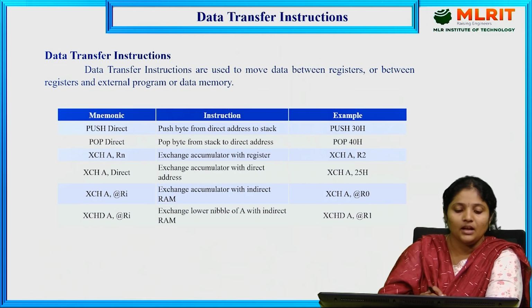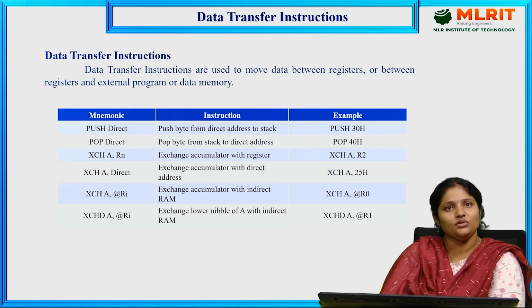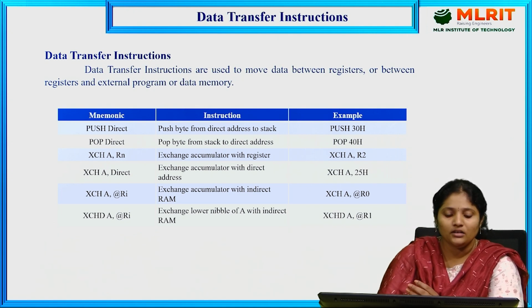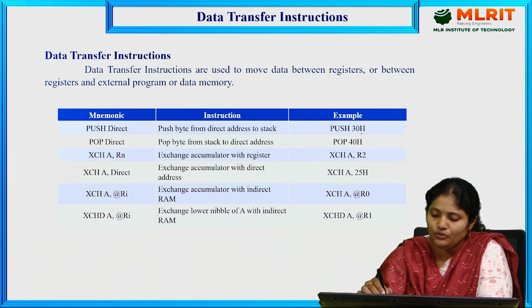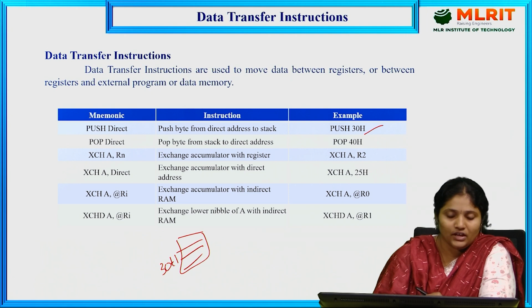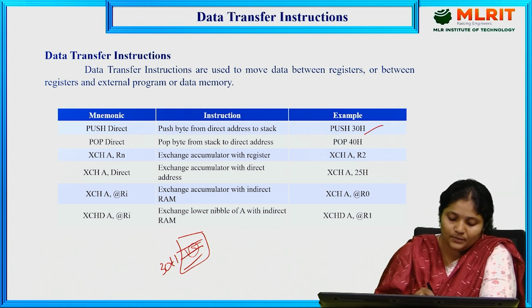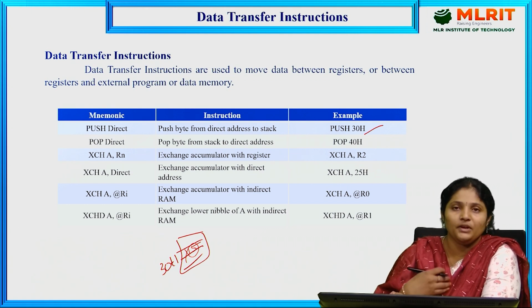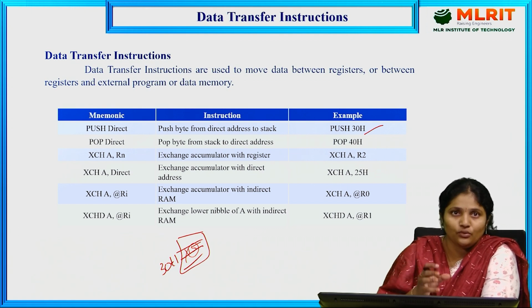So coming to the other set of instructions, in these data transfer instructions, push and pop instructions are there. So what is the use of the push instruction? Here see PUSH 30H. Actually 30H is the address location. So if it is having any data, we are pushing the 30H address location into the stack. The data present in this particular location, 15H, will be moved to the stack register. So we are specifying the stack register to store the data present in the 30H direct address location.